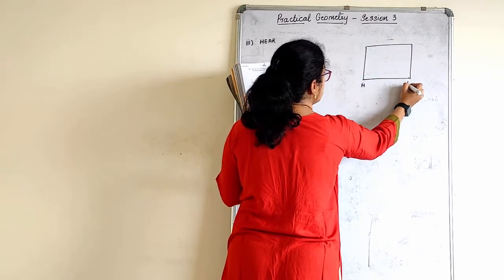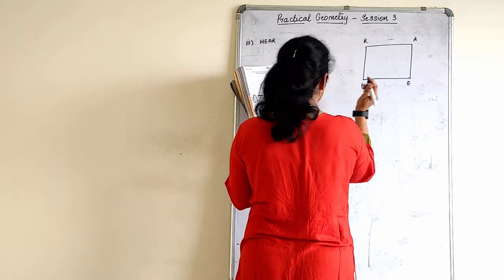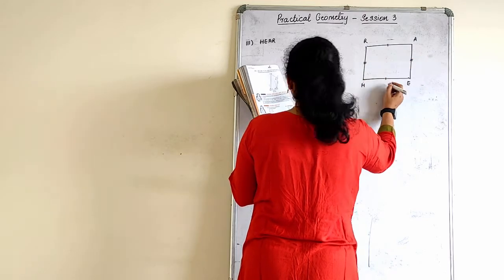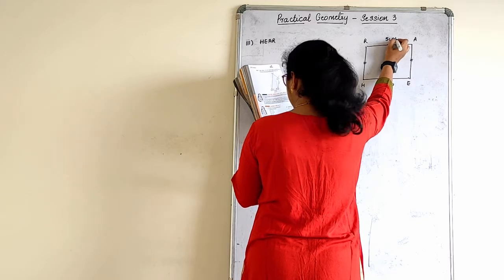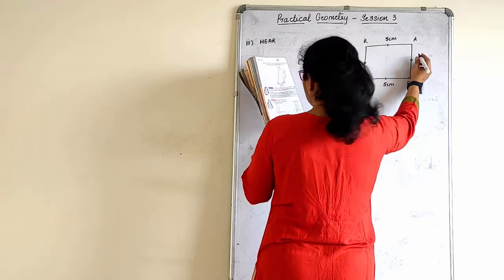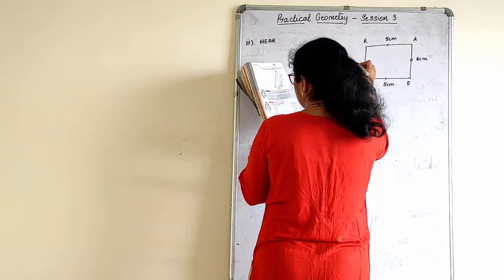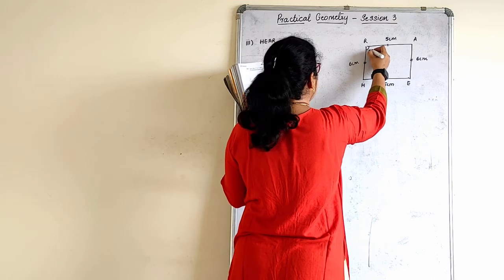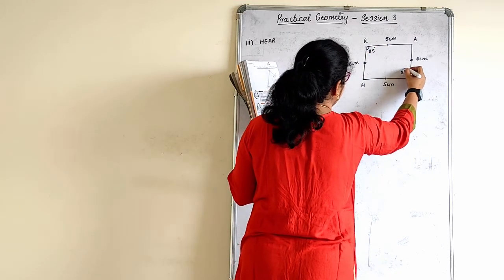So HEAR is a parallelogram. So I'll just mark where HE is equal to 5 centimeter. This is also 5 centimeter. EA is equal to 6 centimeter. This is also 6 centimeter. Angle R is equal to 85 degree. That means angle E is also equal to 85 degree.